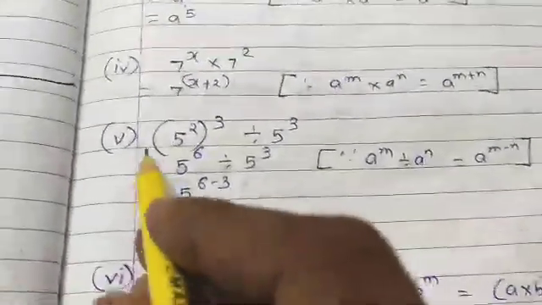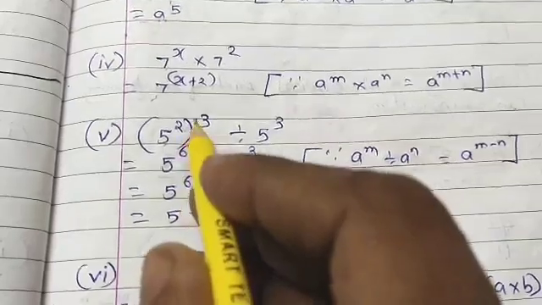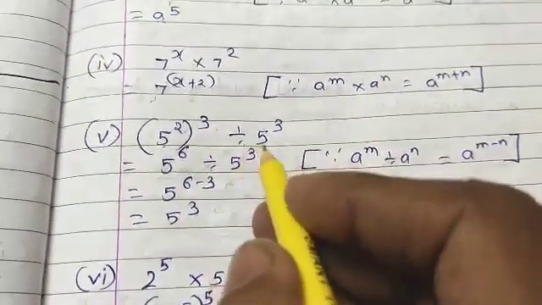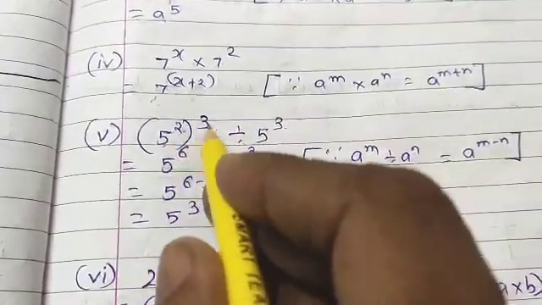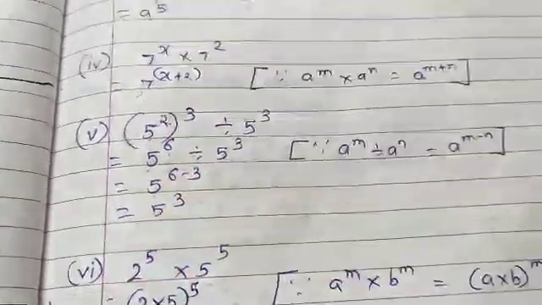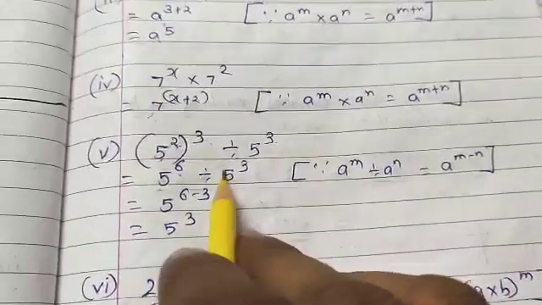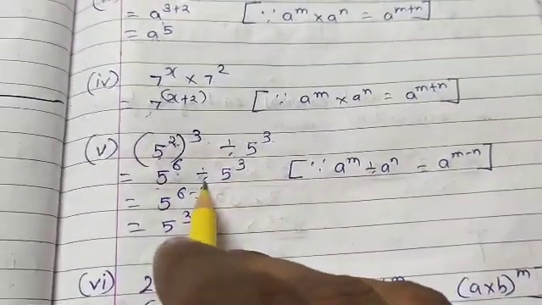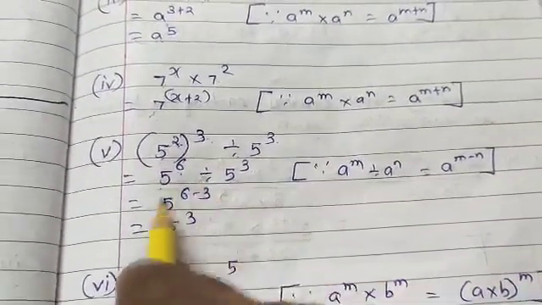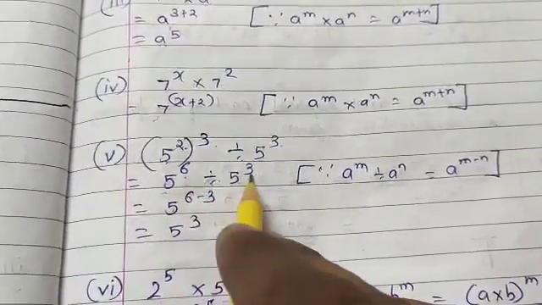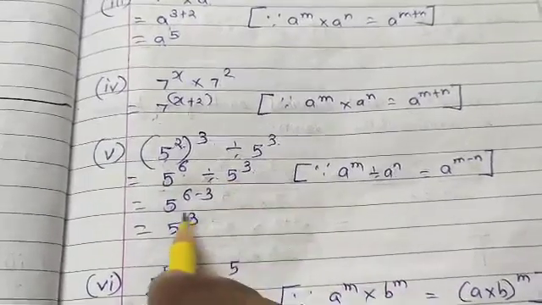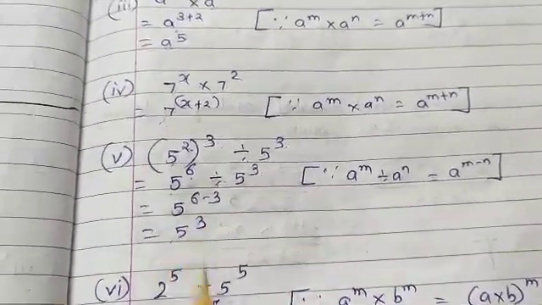Now next, the fifth one is 5 raised to the power 2 to the whole cube divided by 5 raised to the power 3. Here first we have to resolve this bracket, that is a power to the power, so 2 threes are 6, that is 5 raised to the power 6 divided by 5 raised to the power 3. Here it is division, so write down the base one time and subtract the powers, that is 6 minus 3, which gives 3, that is 5 raised to the power 3.